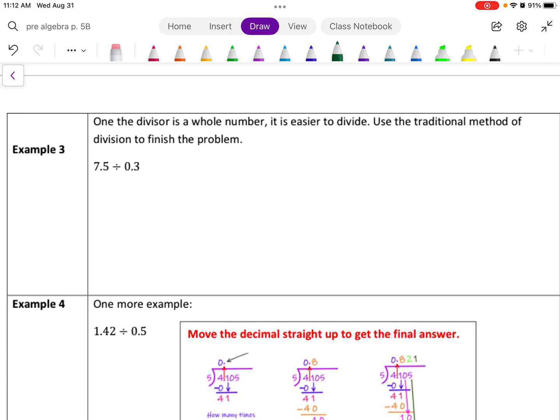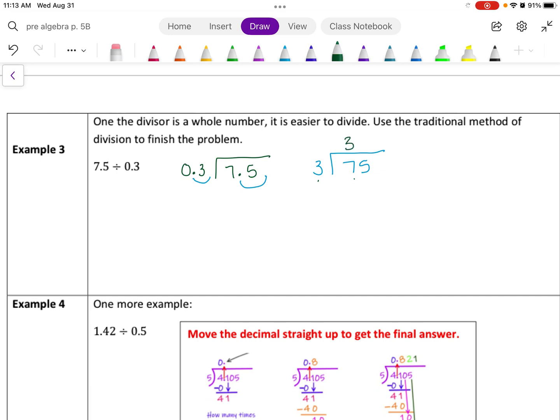So let's practice. We have 7.5 divided by 0.3. So if we set our problem up, we've got our dividend 7.5 and our divisor 0.3. Well, 0.3 is a decimal, so we have to move that decimal place over 1 spot, which means we have to move the decimal place on 7.5 1 spot to the right. So now it becomes 75 divided by 3. Okay, well now these are whole numbers. It's going to be easier to divide.